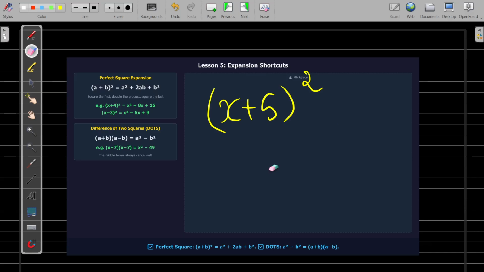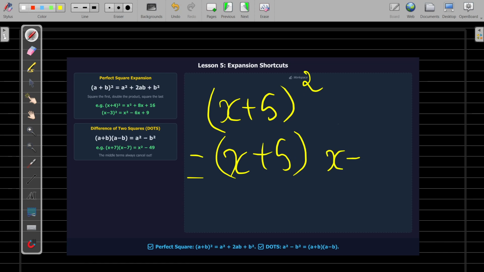So let's look at this. Let me just write this. This will be written in the form of (x + 5) times (x + 5). You could FOIL this. You could do the area model or something like that. But let's use the rule. Let's use the shortcuts that we have.